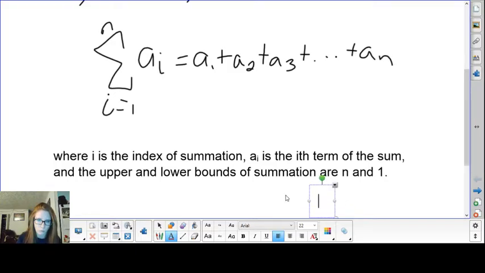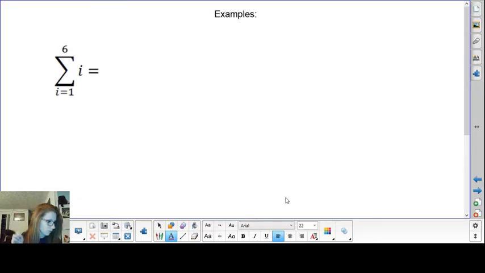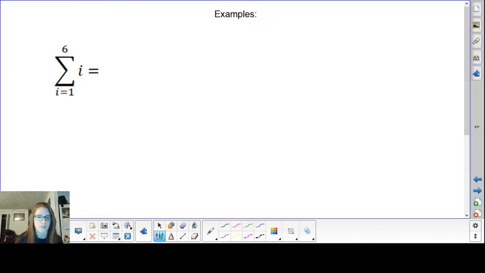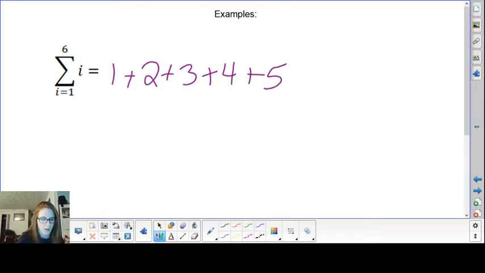So what I do is anytime I see an i, I replace it with the first value, and then I continue doing that, increasing each by 1 each time until I hit the top value. So in this example, I have the summation of i. I'm going to replace i with 1, then the next number, which is 2, then 3, and 4, 5, and 6. I'm going to add all of those together because that's what my summation tells me. And when I add those, I end up getting 21.